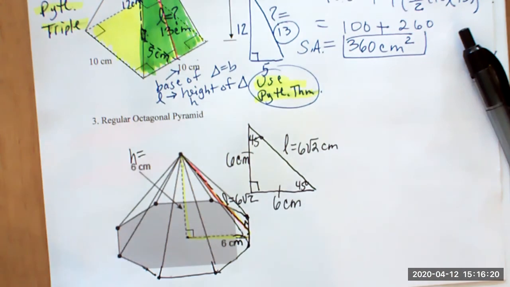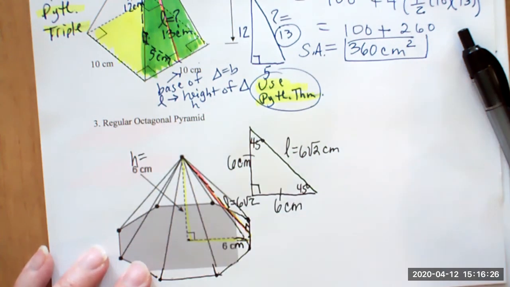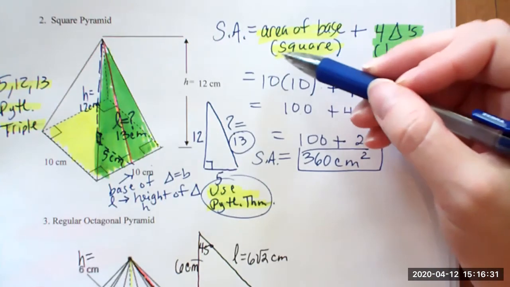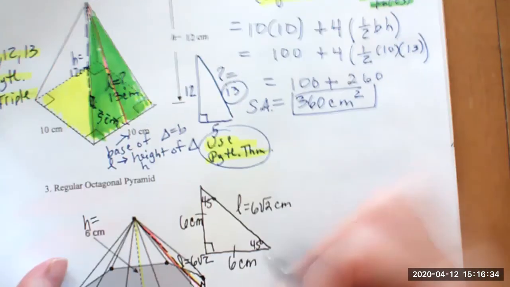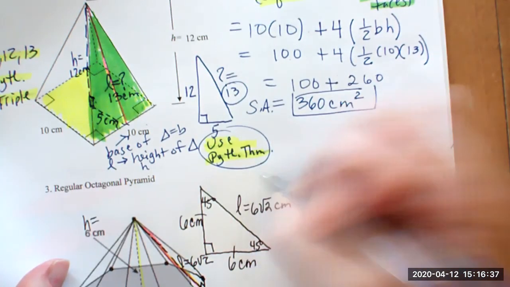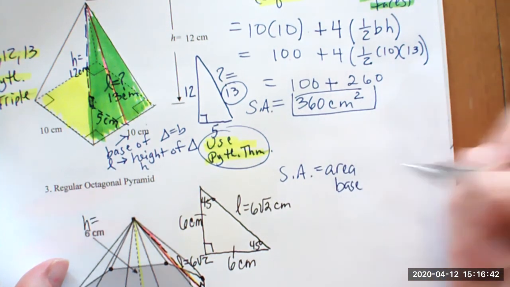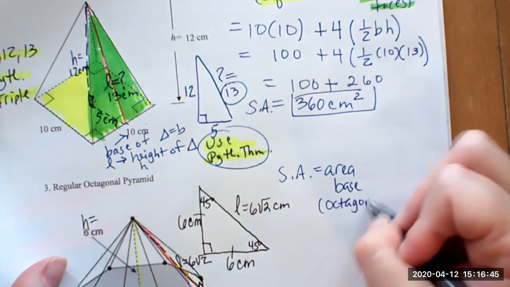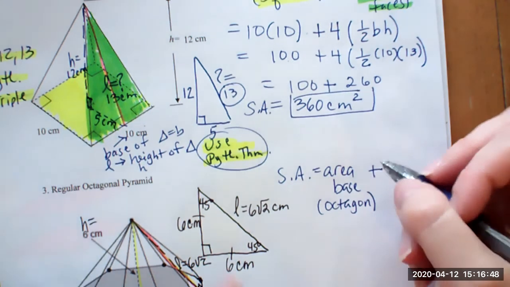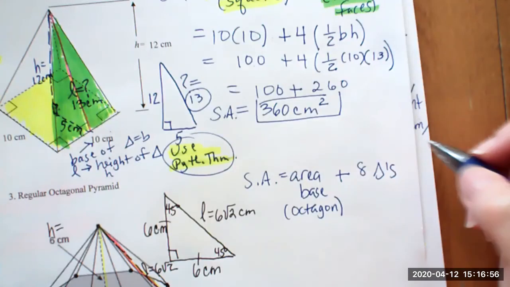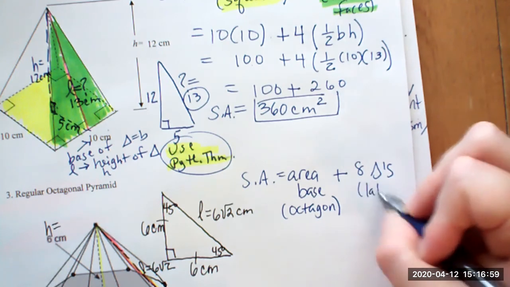Okay, so to figure out what the surface area is altogether of this octagonal pyramid, we are going to do the same sort of thing as we did up here with the square pyramid. I want the area of the base. So the surface area is going to equal the area of the base, which is in this case an octagon, plus the 8 triangular lateral faces. So I have 8 triangles here, right? Remember up here it was 4 triangles. This time it's 8 triangles on the lateral faces.